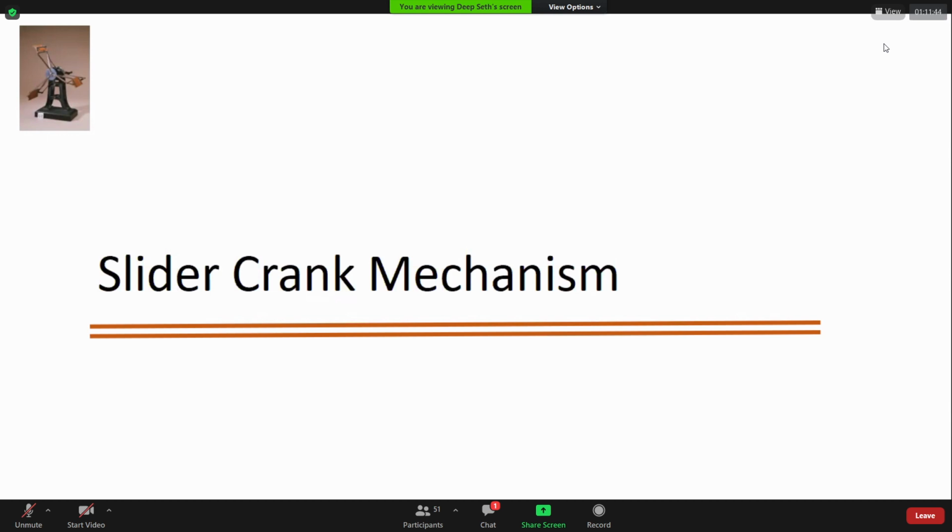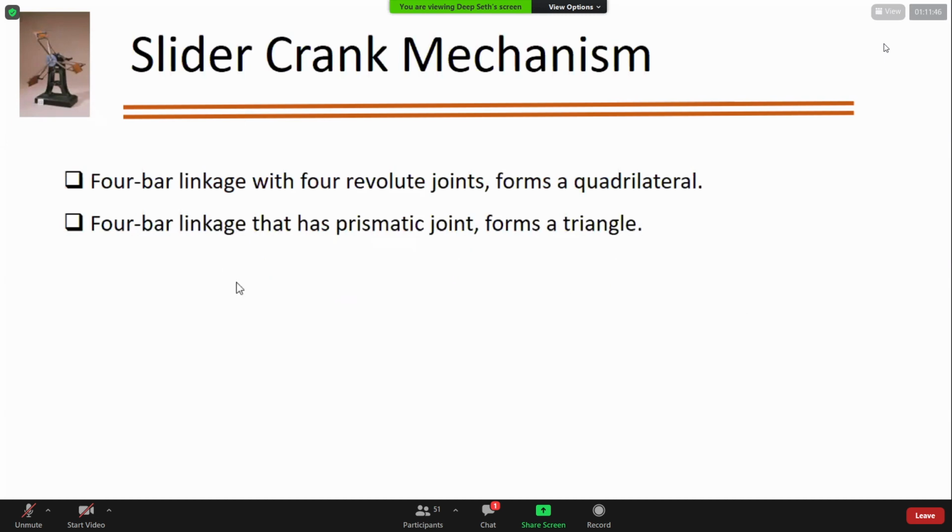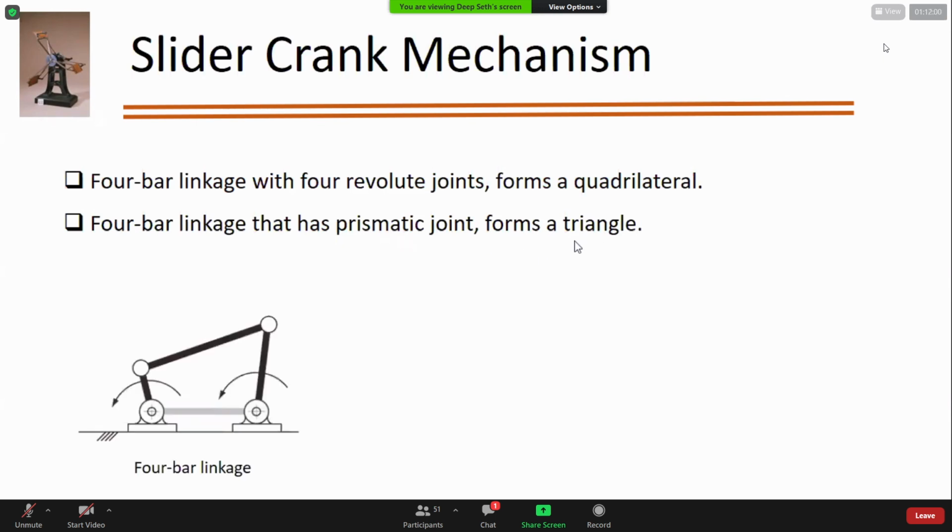So you will have 4-bar linkages with 4 revolute joints. It's the same, it will form a quadrilateral. But 4-bar linkages that have prismatic joints form a triangle actually. So other links will become something like this. So this was your 4-bar linkage, where you had 4 revolute joints and it was forming a quadrilateral.